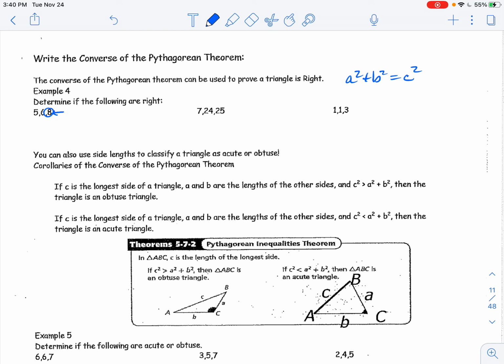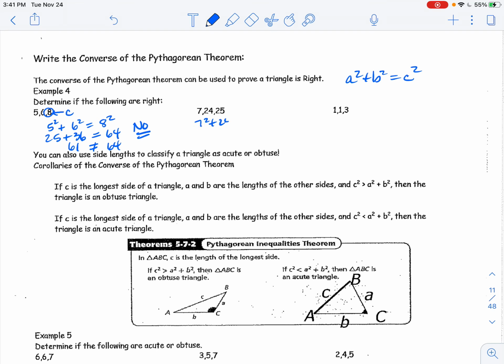Let's see. If we're looking at the longest, that would be the 8. So that would be our c, and our a and b really don't matter. Does 5 squared plus 6 squared equal 8 squared? Let's see, 25 and 36, does that equal 64? No, if I add these two together, that gives us 61. And 61 does not equal 64. So this is not a right triangle.